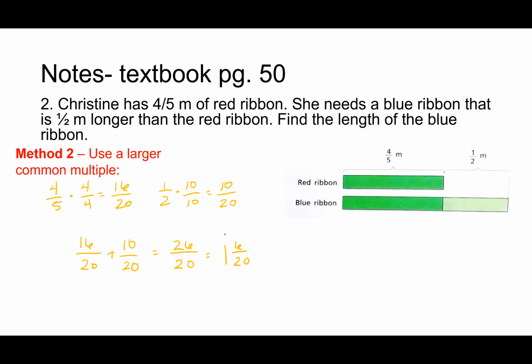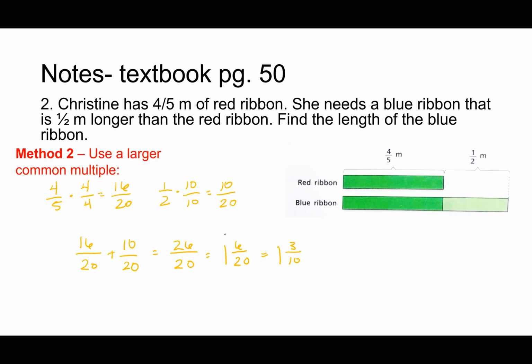Can you guys see an extra step now that's going to need to be taken? Rajveer, what do I need to do? Yeah, I'm going to need to simplify. And so that's why I prefer to use the first method, because usually using the least common multiple might save you the step of simplifying. Sometimes it doesn't, but it probably will.